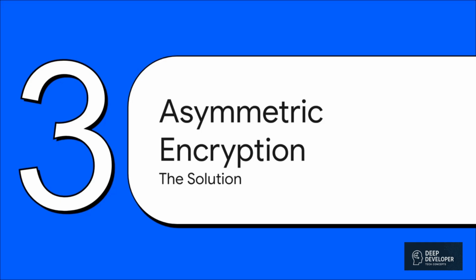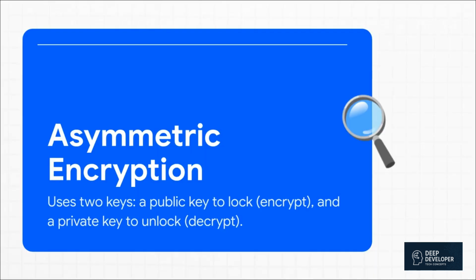Well, the solution to that key sharing problem is a really beautiful and elegant concept called asymmetric encryption. And this is where the real magic starts to happen. Now, instead of one key, you generate a pair of keys that are mathematically linked together. You get a public key and a private key. The public key is for locking things. You can and should share it with the entire world. But the private key, that's for unlocking, and you guard that with your life. You keep it completely secret.